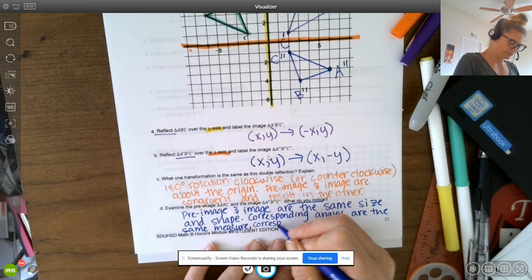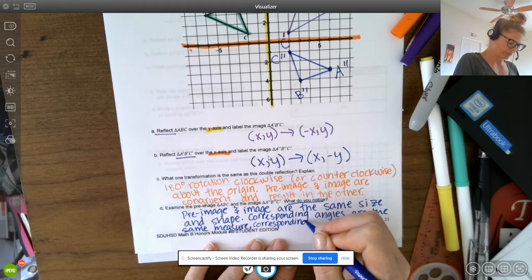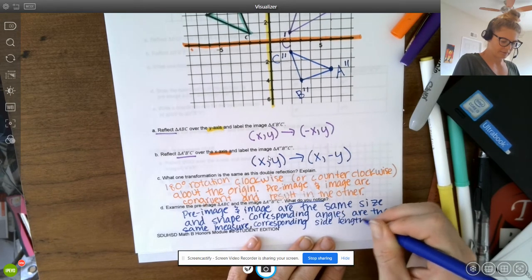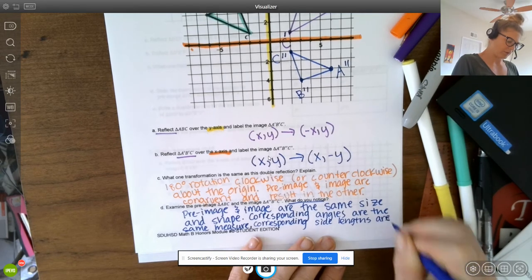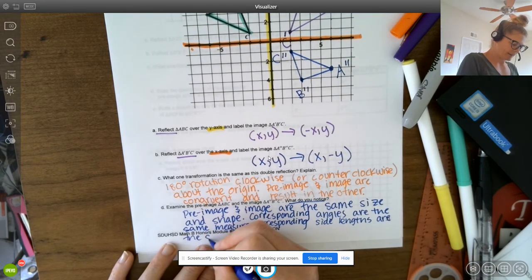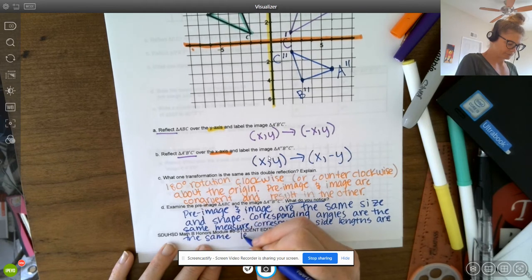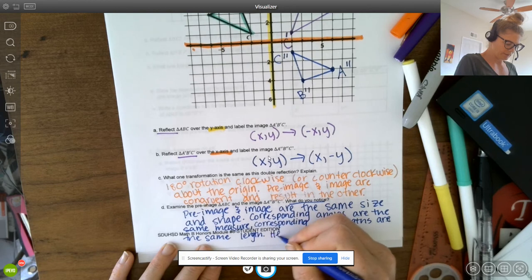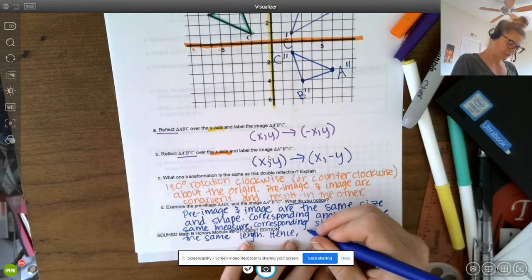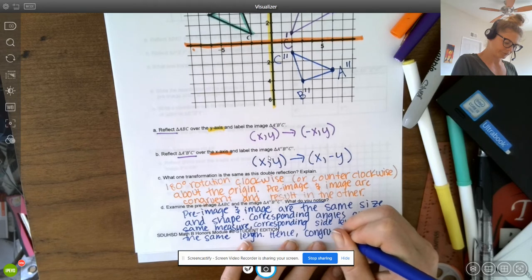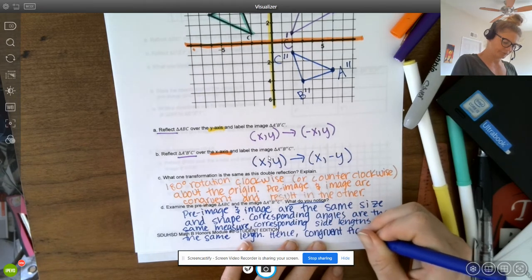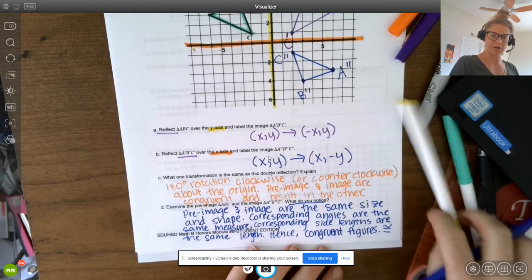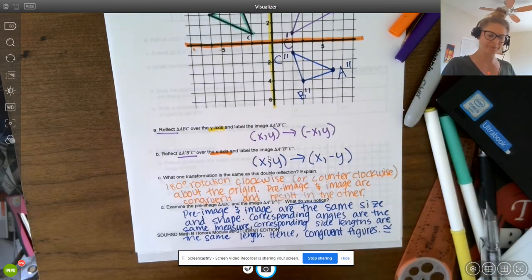Corresponding side lengths are the same length. Hence, congruent figures. And remember, this is the symbol for congruent, cookie cutters.